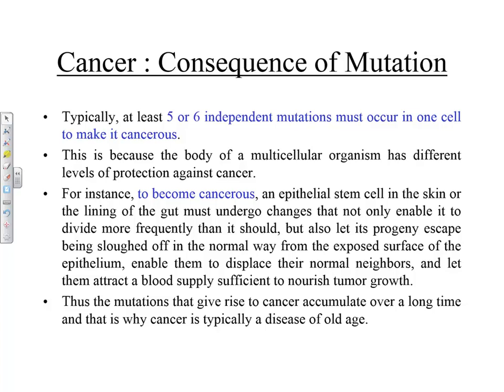Thus, the mutations that give rise to cancer accumulate over a long period of time. And that is why cancer is typically a disease of old age, right? Assuming that your genes were not messed up when you were born, right? Probably you're okay. But if there's a child that has inherited defective copies, then they will not last very long.